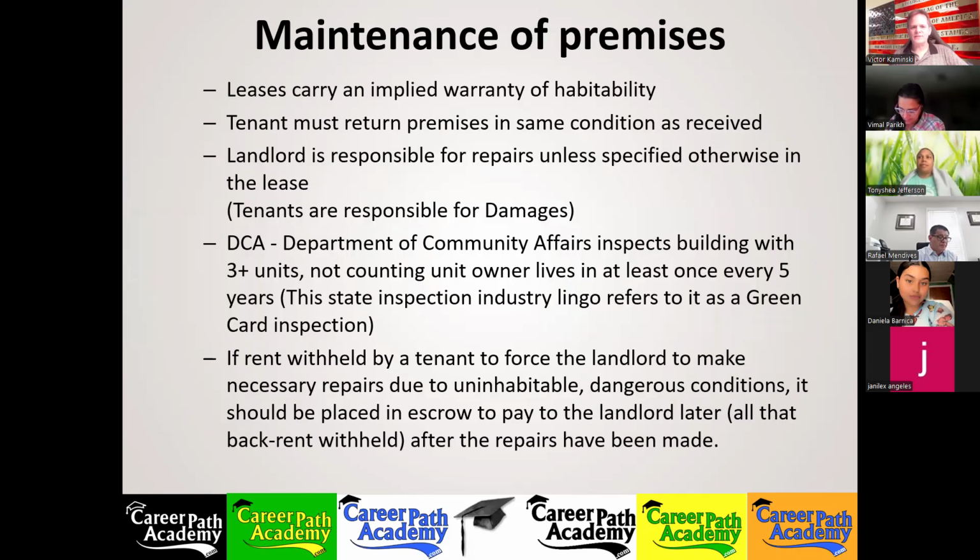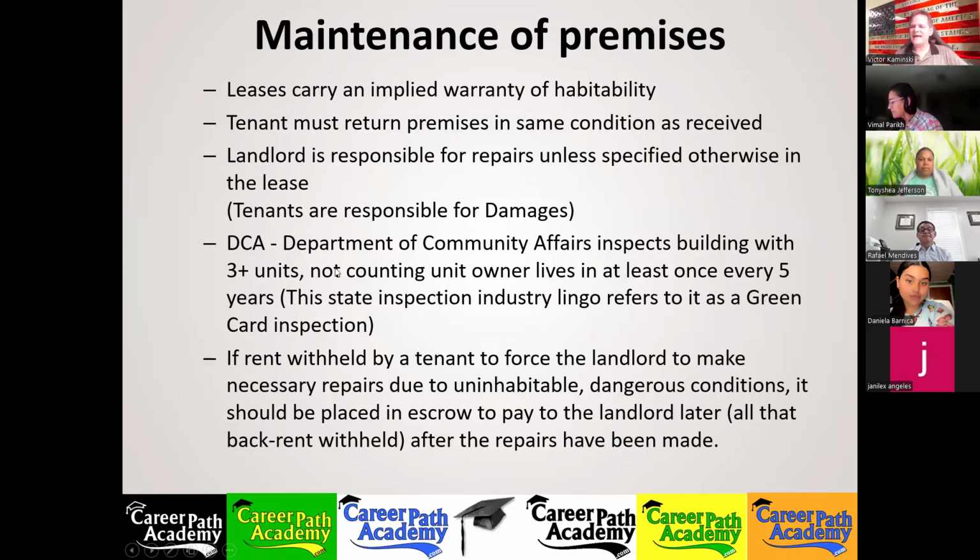So, maintenance of the premises. Leases carry an implied warranty of habitability. That if a landlord is going to rent you the property, it's in habitable condition. There is no condition that could cause a threat to the health or safety of its occupants. The tenant must return the premises in the same condition as they received it. The landlord is responsible for repairs unless specified otherwise in the lease. Of course, the tenant is responsible for any damages that they do.